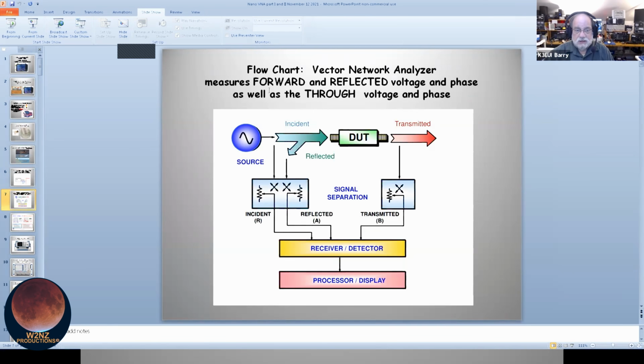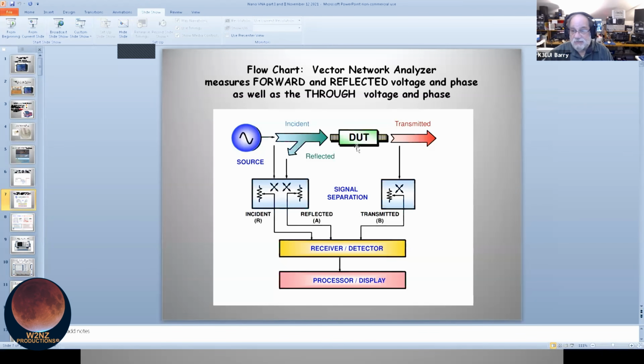So a source, a little transmitter, a milliwatt, maybe less, sends a signal out on a cable to some device you want to test. I guess that's an engineering term, a device under test, a DUT. Some information might go through that, the through signal, and then you can analyze that, compare it to the incident signal. Some might get reflected.